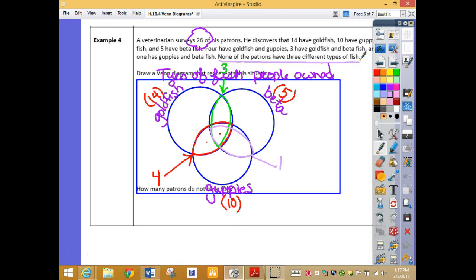None of the patrons have 3 different types of fish. So 0 goes where? In this case, they made it really easy on us. Which one shares out of this, this, this, and this? Which one shares all 3? The middle right here. So we put a 0 here on this one. On your worksheets, it might say 2, or it might say 1. Okay? Well, if I know that this has to equal 3, then what number goes here? 3. If I knew these have to equal 1, what goes here? These have to equal 4. Well, that made it easy.